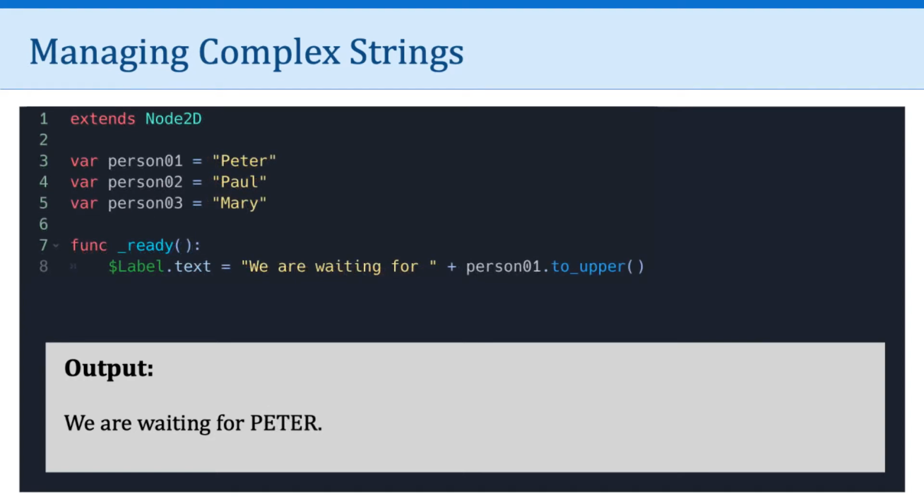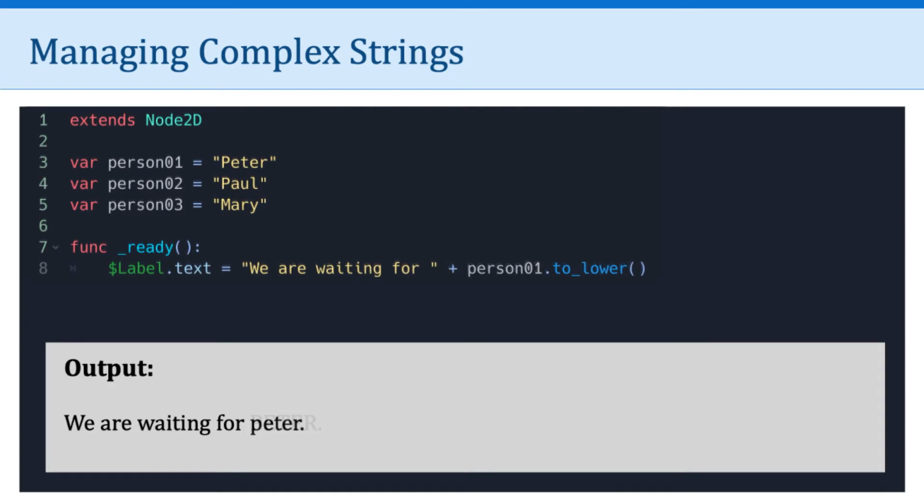Now, here's a slightly different example, something you may have run across before. If we look at line 8, "we are waiting for " plus person1.to_upper. So I'm using the to_upper method to transform the variable Peter, with a capital P and all lowercase letters, to be all uppercase. And so the output here is "we are waiting for PETER", all uppercase. And of course, here you are seeing that we can do the same thing with the to_lower method, which converts a string into all lowercase.